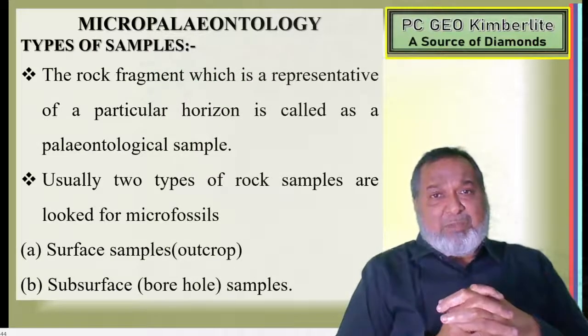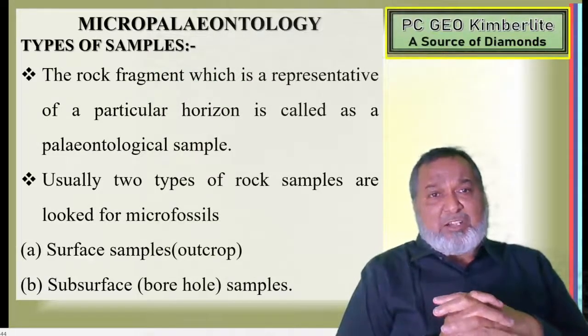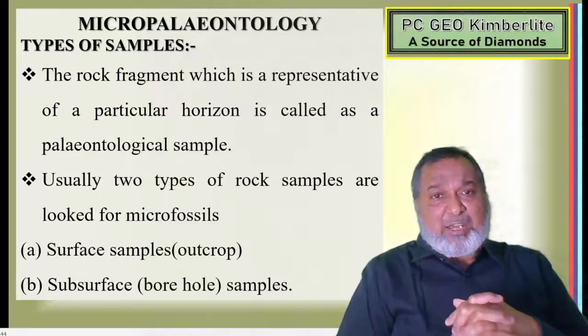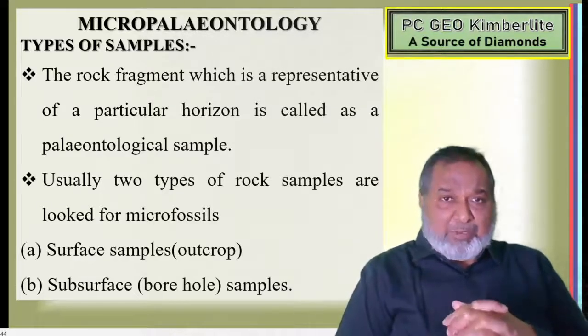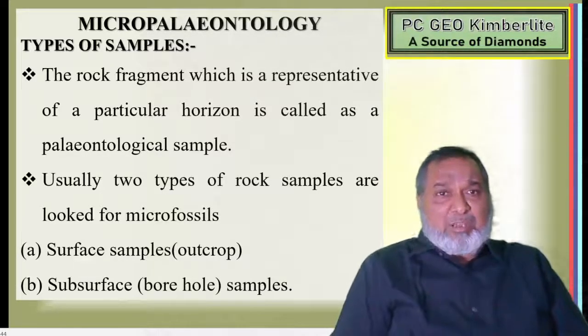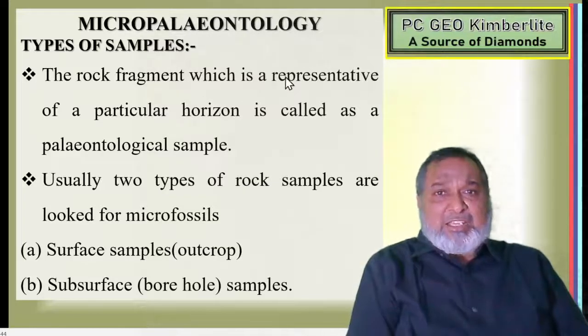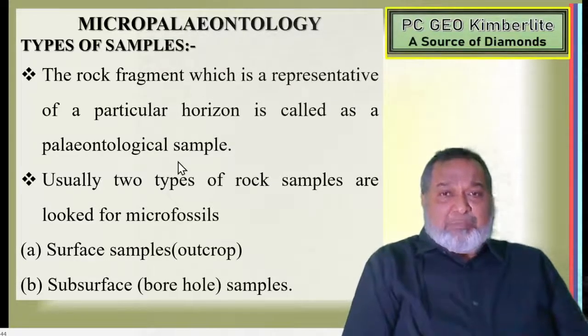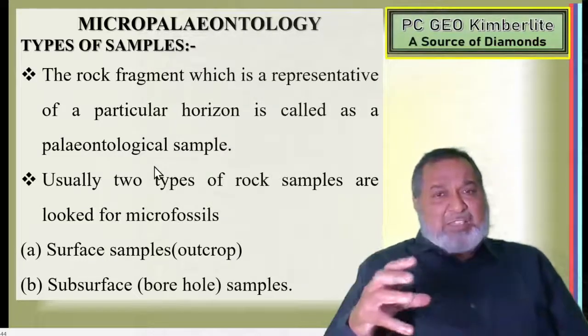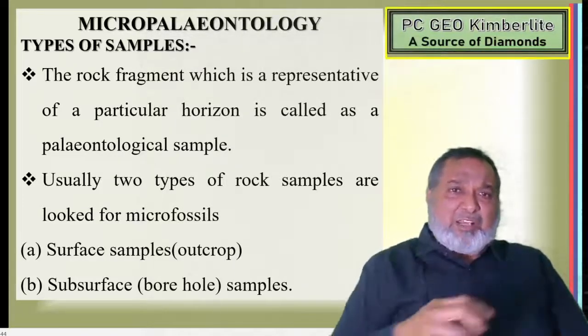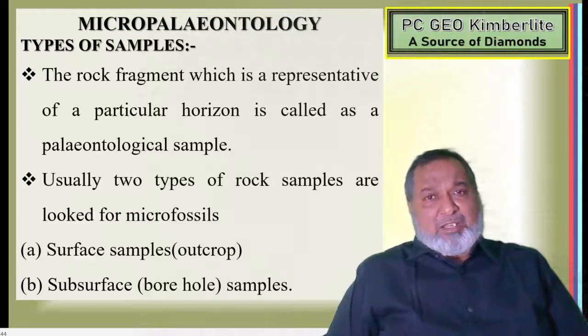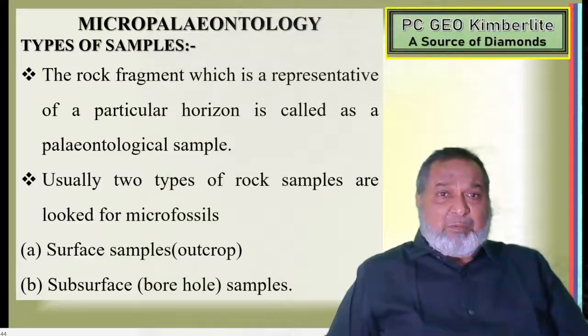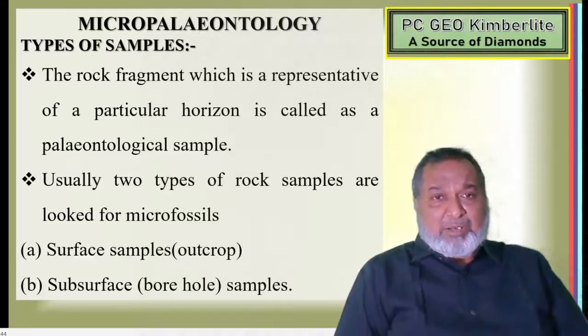A rock fragment that is representative of a particular horizon is called a paleontological sample. So what is a paleontological sample? When you collect one sample from one rock, you take the rock fragment of that particular rock, and that is called a paleontological sample.